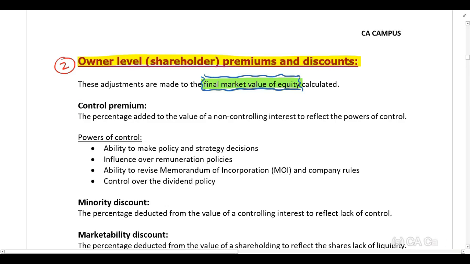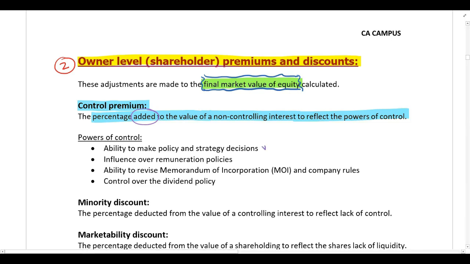Let's first discuss a control premium. A control premium is a percentage that we add to the value of a non-controlling interest to reflect the powers of control. Now, please note, if you are the controlling shareholder in a company, or if you are buying a controlling interest in a company, there are certain advantages in having a controlling interest.